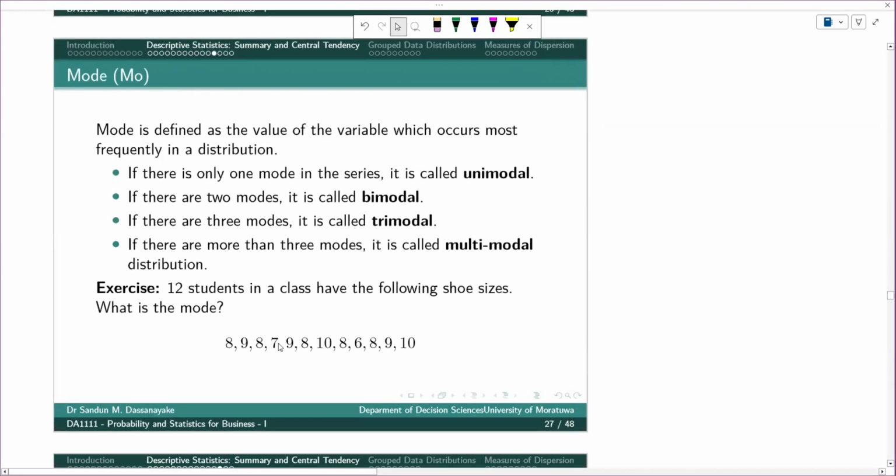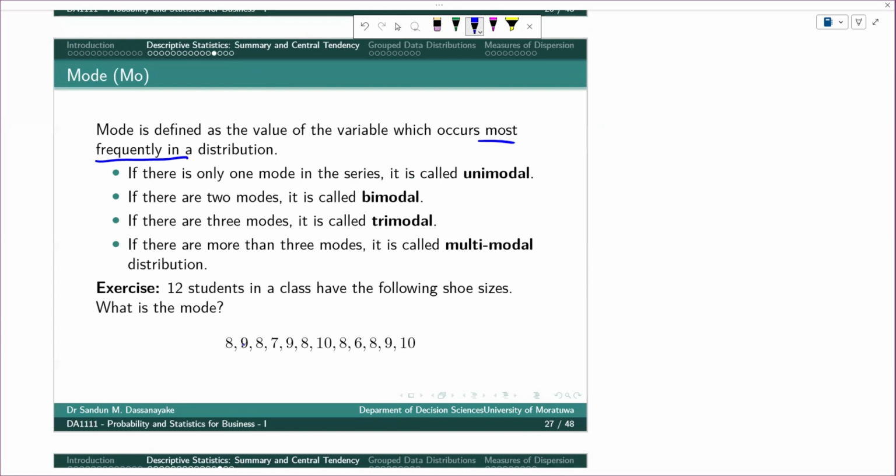Then let's go to mode. Mode is defined as the value of the variable which occurs most frequently in a distribution. If there is only one mode in the series, it's called unimodal. If there are 2 modes, it's called bimodal. If there are 3 modes, it's called trimodal. If there are more than that, it's called a multimodal distribution. Unimodal, bimodal, trimodal, multimodal.